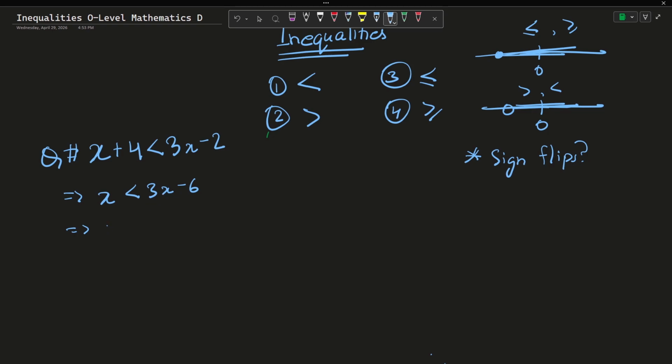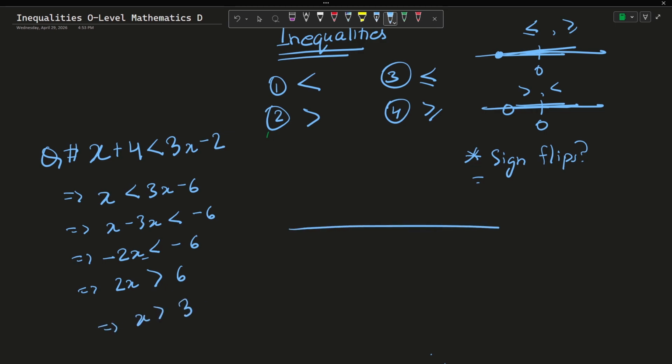It becomes x minus 3x is less than minus 6. If I just evaluate this, it becomes minus 2x is less than minus 6. And now we are going to use the sign flip. If I multiply both sides by minus 1, we get 2x and 6. And as you remember, if you multiply both sides by any negative number, or divide both sides by any negative number, the inequality sign flips. So it will be 2x is greater than 6, so x is greater than 3.